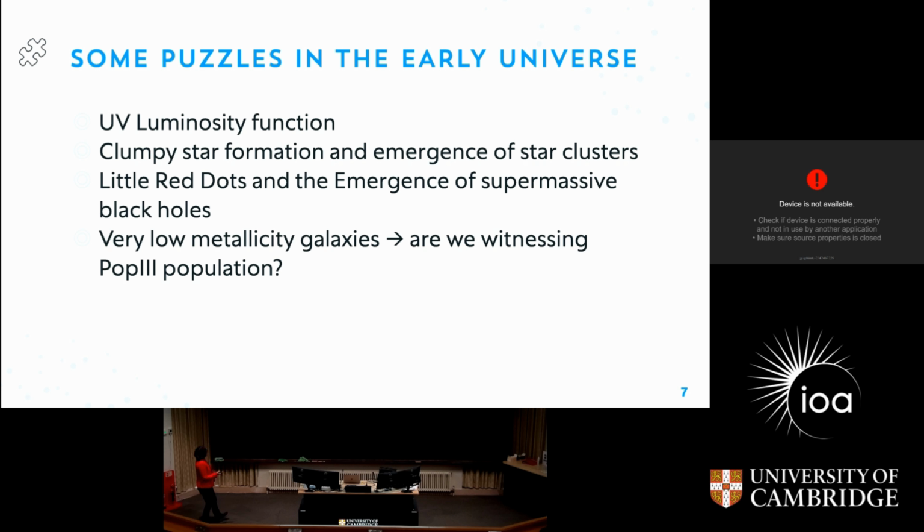I'm also going to talk about clumpy star formation and emergence of star clusters. It's amazing that with JWST, we can now see clusters, star clusters. I'm not allowed to call them globular clusters, but like star clusters in action, right? I'm going to be talking about little red dots and supermassive black holes. And I'm also going to be talking about very low metallicity galaxies.